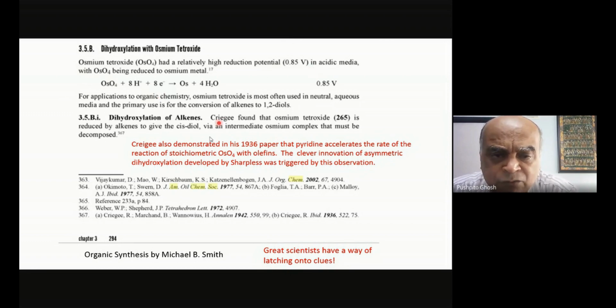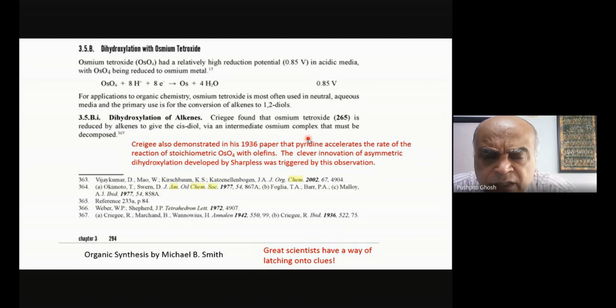Now, the person who discovered this reaction was Criegee, around 1936. But Criegee also found something very interesting, just like the ligand acceleration effect that Sharpless found with tartaric acid: when he took pyridine along with the osmium tetroxide, it really accelerated the rate of the dihydroxylation reaction. That was something Sharpless was aware of.